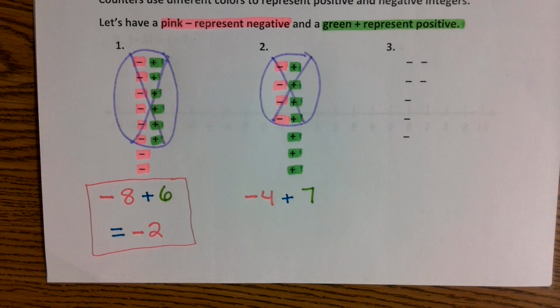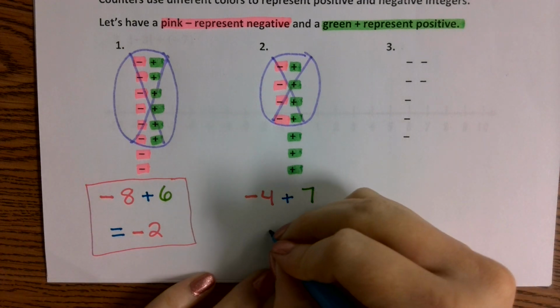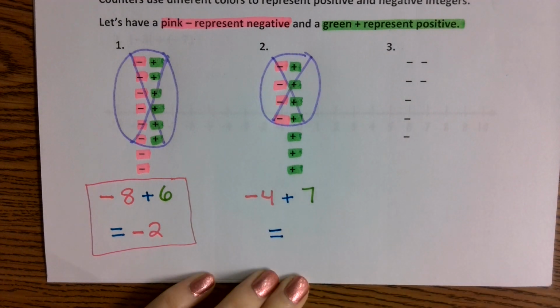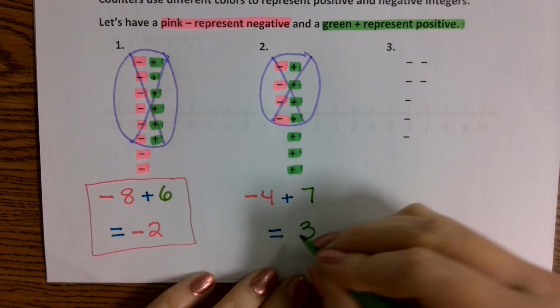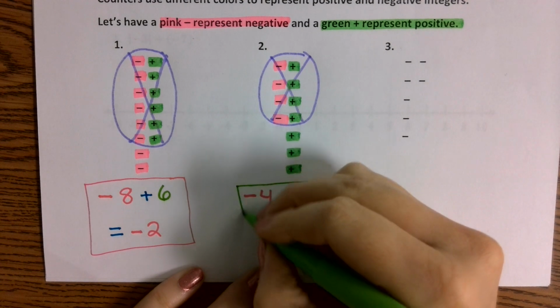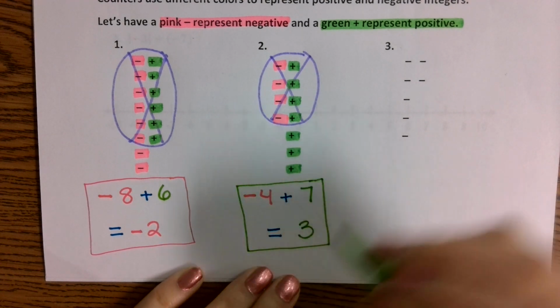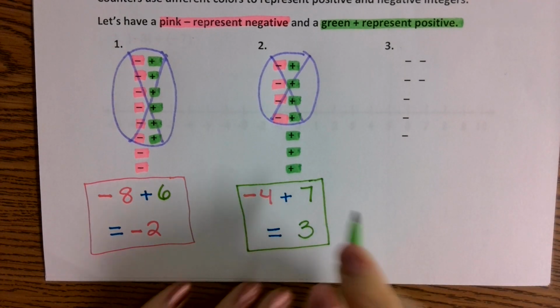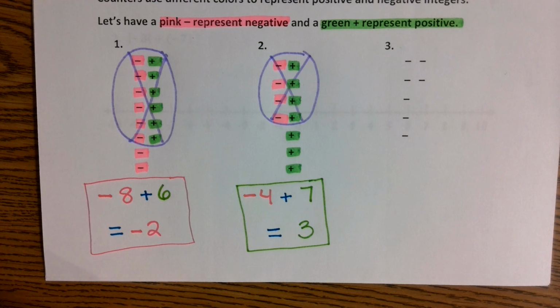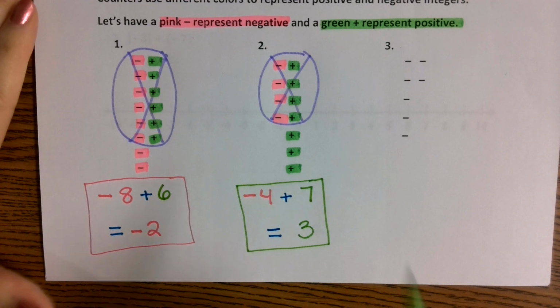And what's remaining as my answer? +3. Very good. So this would be equal to a +3, and that would be my solution. Not just the 3, but the statement as well, that -4 plus 7 is part of my solution.